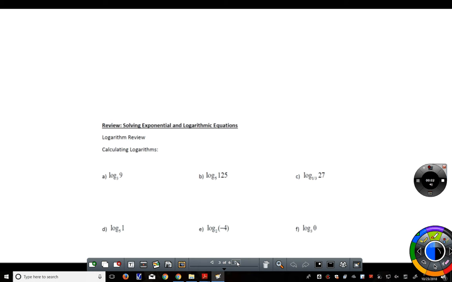If you have the note guide, this is in the note guide. If you don't have the note guide, then just write this down. So the first thing we want to review is just how to calculate logarithms.